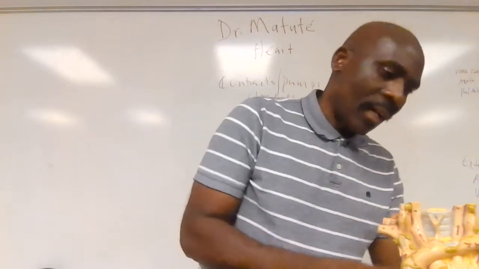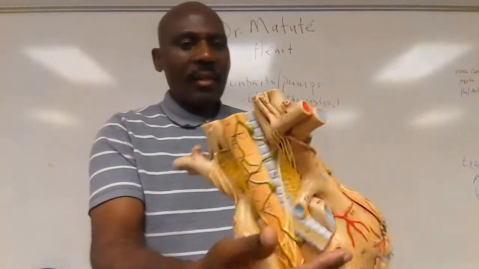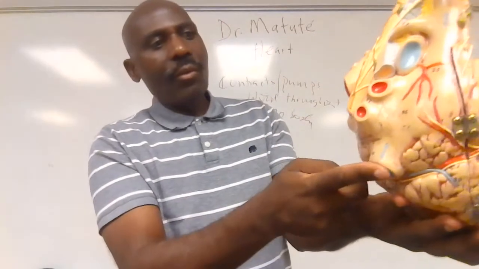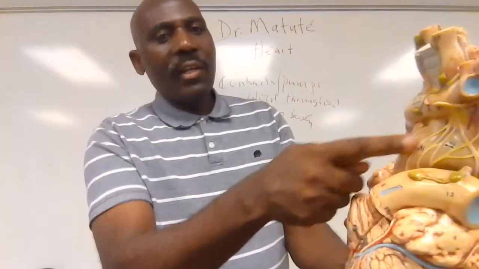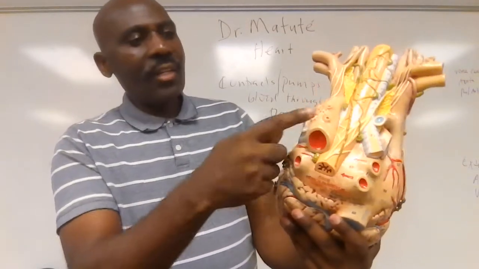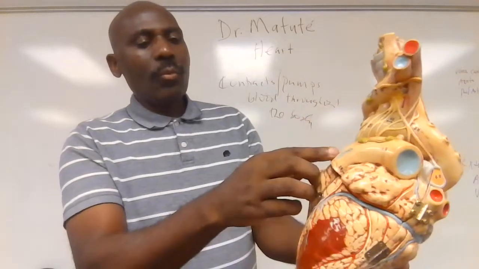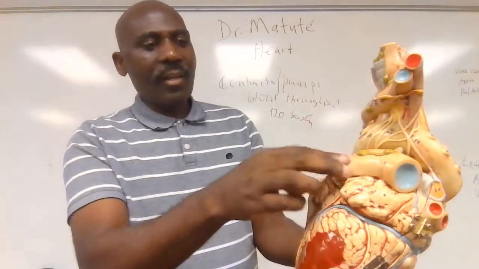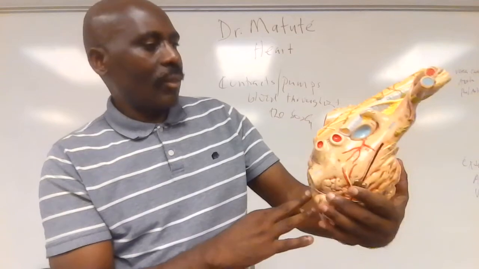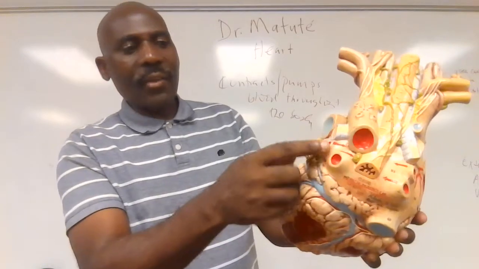We have the superior vena cava and the inferior vena cava. Let's see if we can see them using this model right here. This is the superior vena cava right here, and this is the inferior vena cava. Over here, this is the aorta or the aortic arch, and this is the descending aorta right here. This is the pulmonary vein right here, and then this will be the pulmonary artery right here. Good.